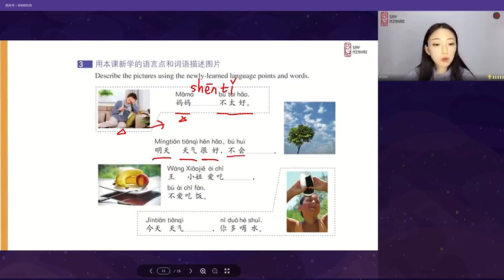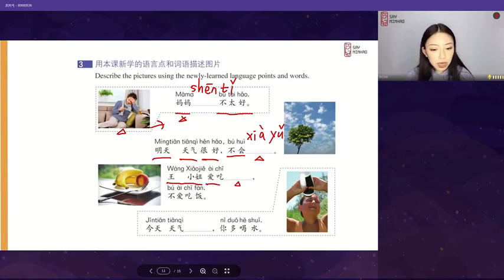Okay, next one is 明天天气很好. 不会, what? Tomorrow, the weather is very good. It won't, we can say rain, right? It won't rain. Then it will be a very good weather. So how to say rain? To rain is 下雨, right? 下雨, okay? 不会下雨.